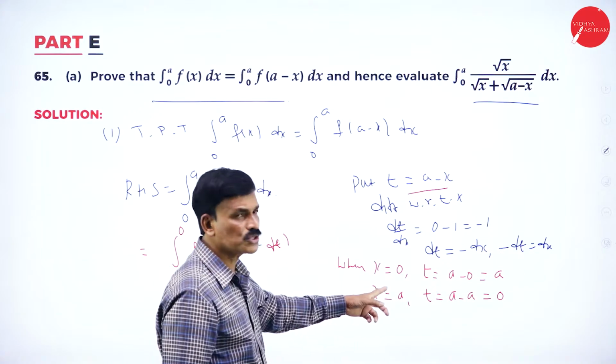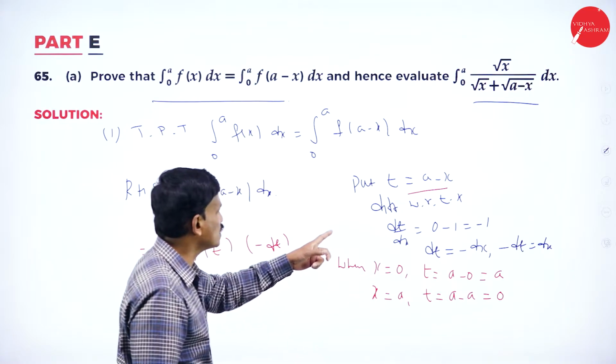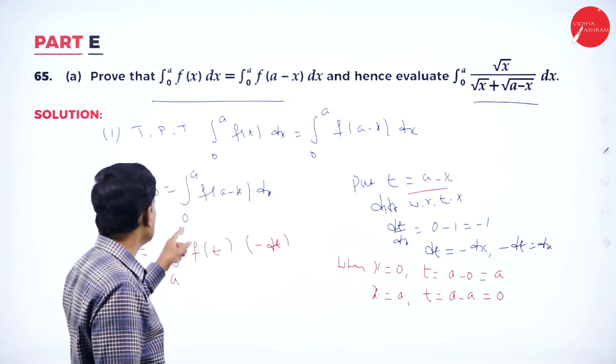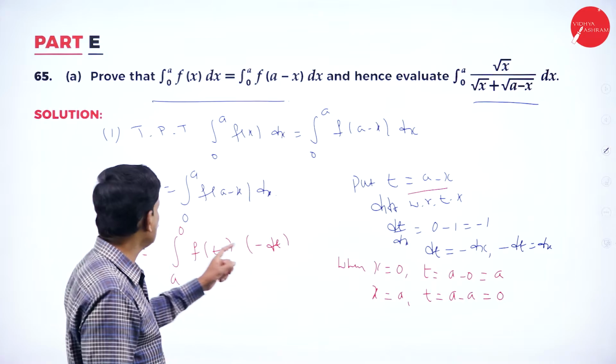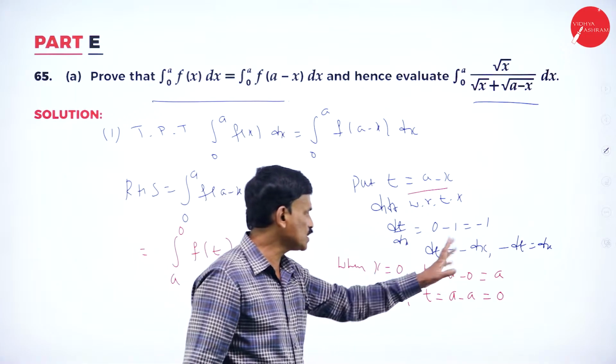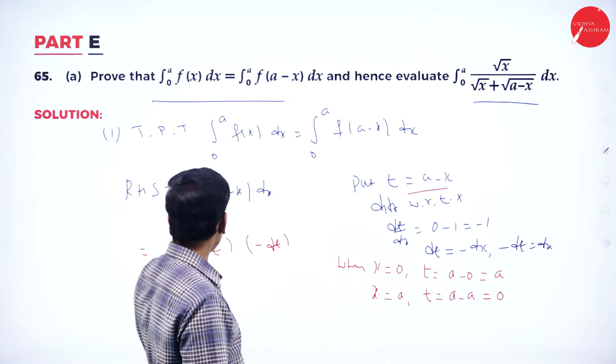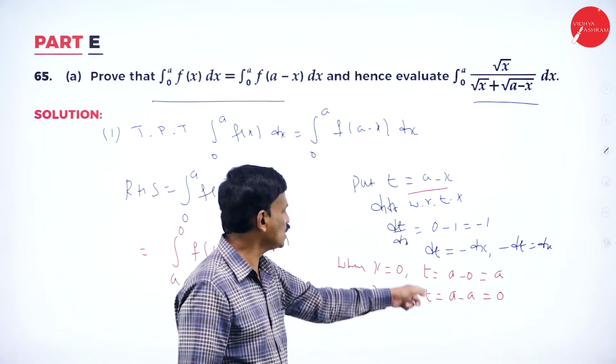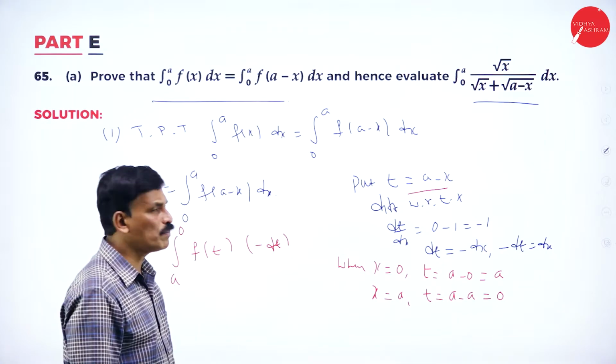Again, whenever the substitutions are taken, the value of the limit changes. What is the substitution? t is equal to a minus x. The lower limit: when x is equal to 0, t is equal to a minus 0, which is a, so the lower limit reduces to a. And for the upper limit, x is equal to a, substitute here, a minus a is equal to 0, so the upper limit becomes 0.